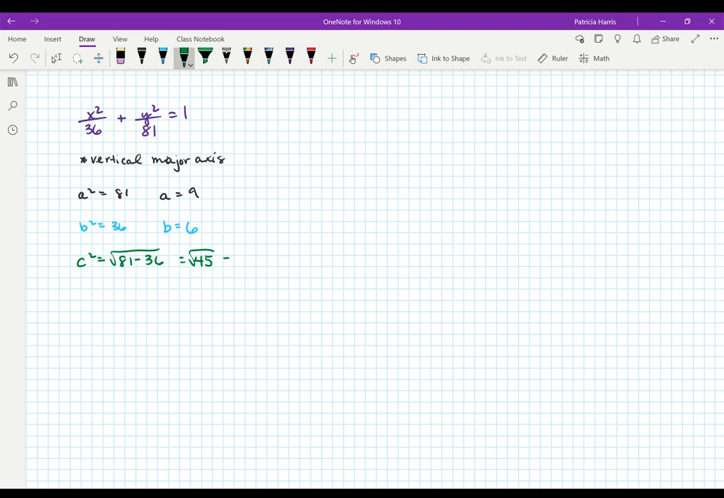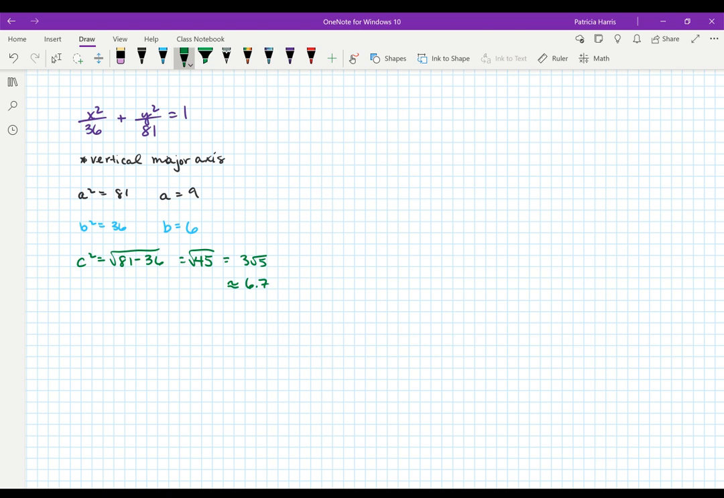Square root 45. Now, this is a decimal, so you're going to have to approximate. So let's take the square root of 45. And I know that's 3 radical 5. But that's not very easy to graph. So we're going to approximate as a decimal. 6.7.